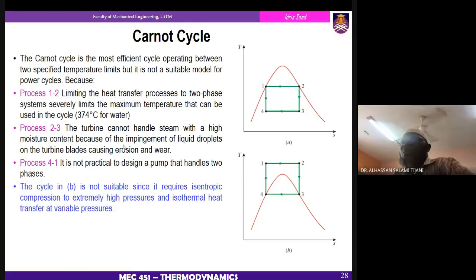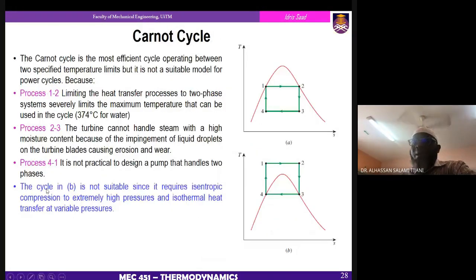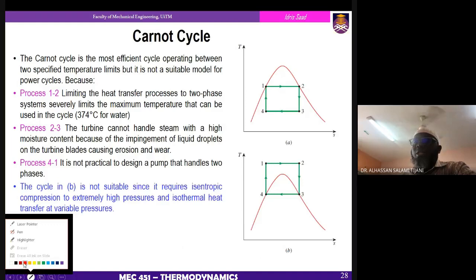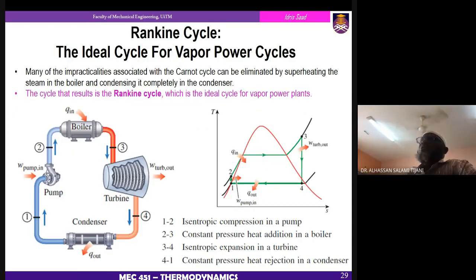And then also the fluid that enters the pump is a saturated liquid-vapor mixture. This is not permissible in any engineering field, where you feed a pump with a saturated liquid-vapor mixture. The pump will be cavitated, and so on. So we have to make a modification. The modification of the Carnot cycle is what we call the ideal Rankine cycle.